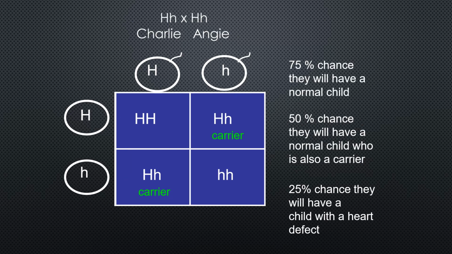Okay, so with Charlie and Angie's offspring, we said that there's a 75% chance that they will have a normal child, and a 25% chance that they will have a child with a heart defect. But in addition to that, when we look at this chart, we also note that there's a 50% chance that their child will be normal but will be a carrier also.